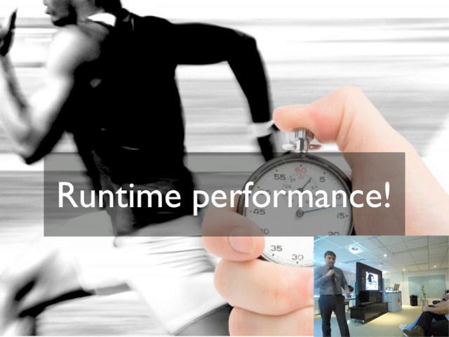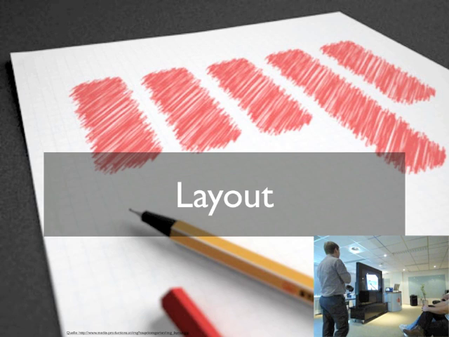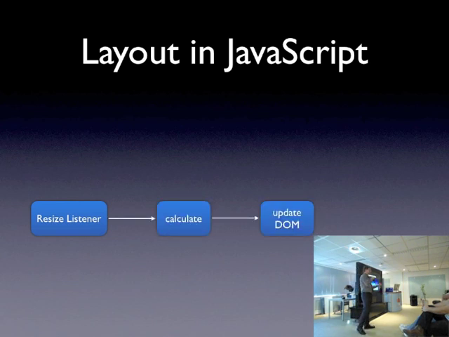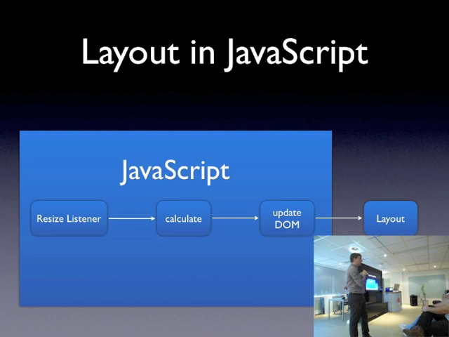Let's talk about runtime performance. One of the major things you can do wrong is layout. There are some JavaScript frameworks which do layout in JavaScript. This works basically by setting up a resize listener. When it fires, they start some calculations, and then they change their DOM, and this updates the layout of their whole page. But all of this is running in JavaScript. So basically, on every orientation change, the browser needs to start the JavaScript VM, let it execute some code, and do some layouting, which is quite slow. You can see the app layouting.